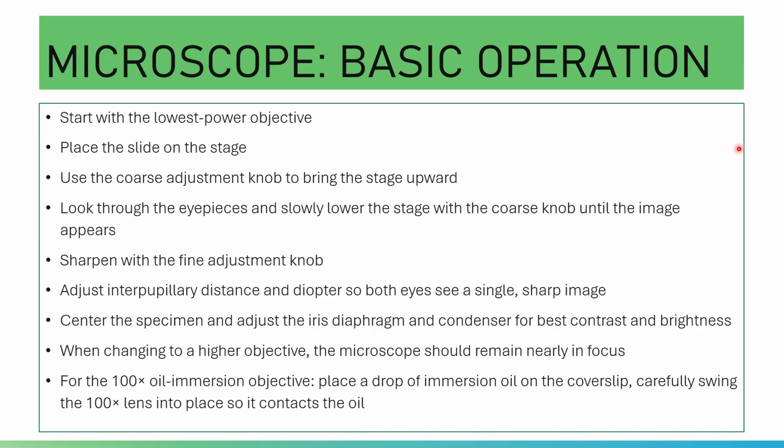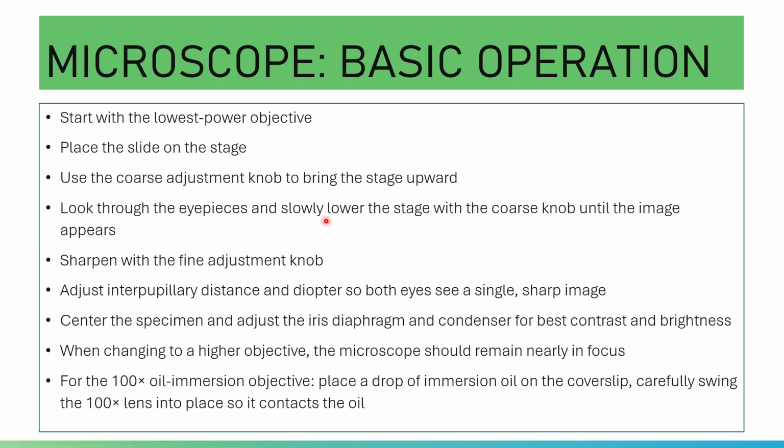You bring the stage upward while looking from the side until the slide is close to the objective. Do not pull up the stage itself. You use the coarse adjustment knob.